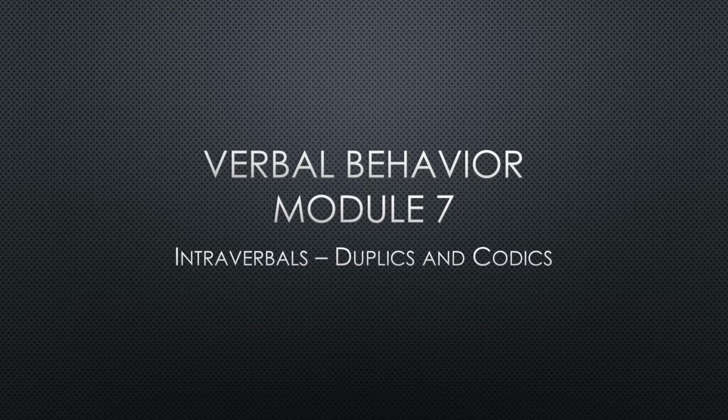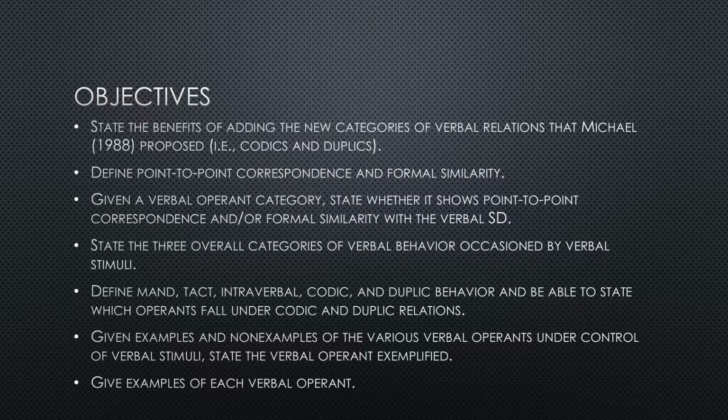Now we'll cover the last of the verbal operants, duplics and codics. Here are the objectives for this module. As always, per the objectives near the bottom of the list, be prepared to define each verbal operant, give examples of the operants, and identify the operant represented by different examples.